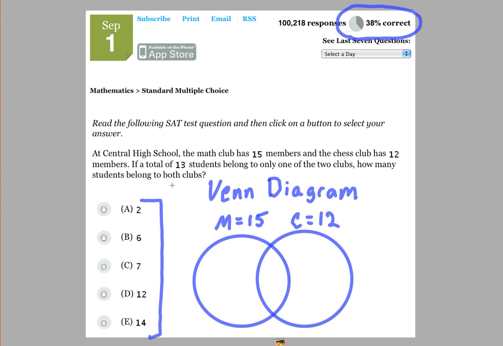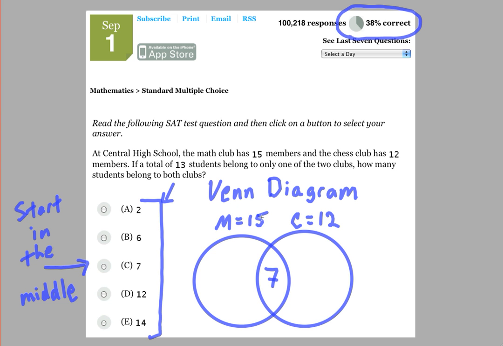So remember that these answers are describing how many students are in both clubs, right? So typically when I'm back solving, when I'm starting with the answer choices, I always start in the middle. The reason why is that if it's too big you can adjust down, if it's too small you can adjust up. So it's a good place to start, it saves you time. So let's see what happens if there were 7 students in both clubs.